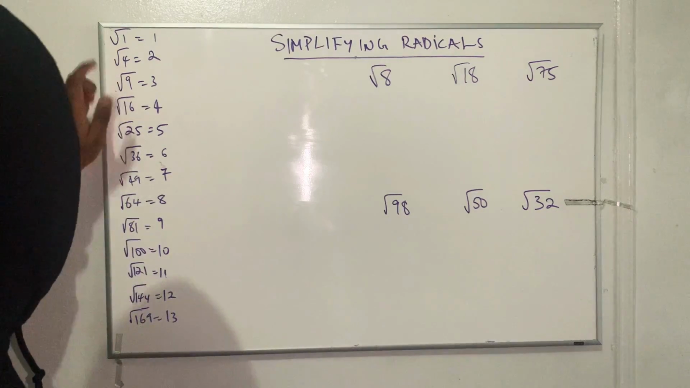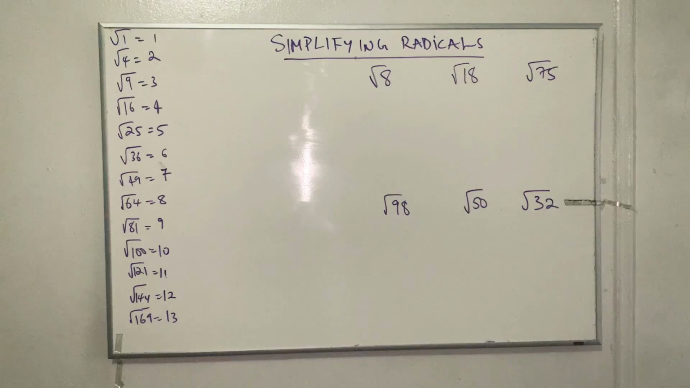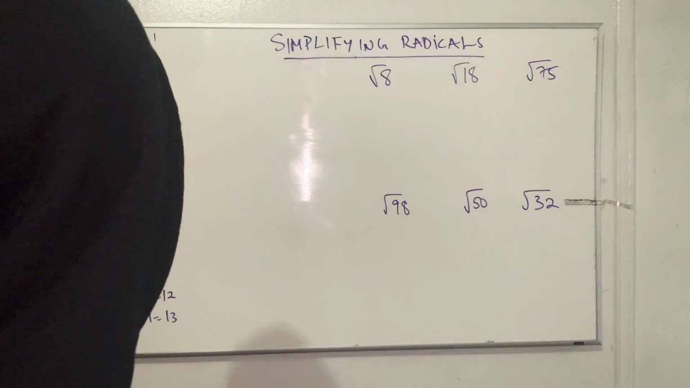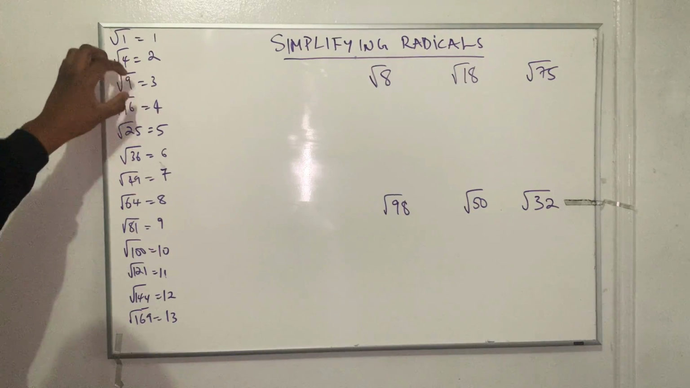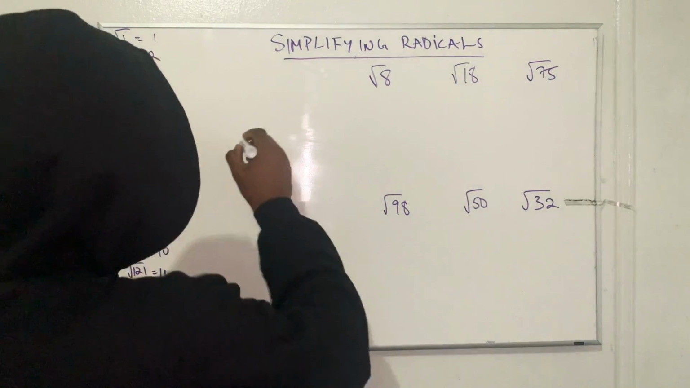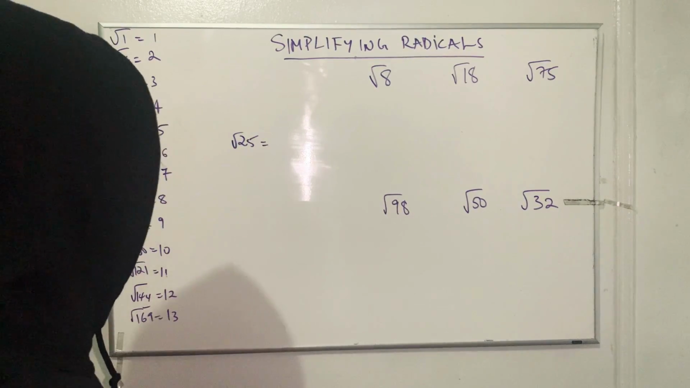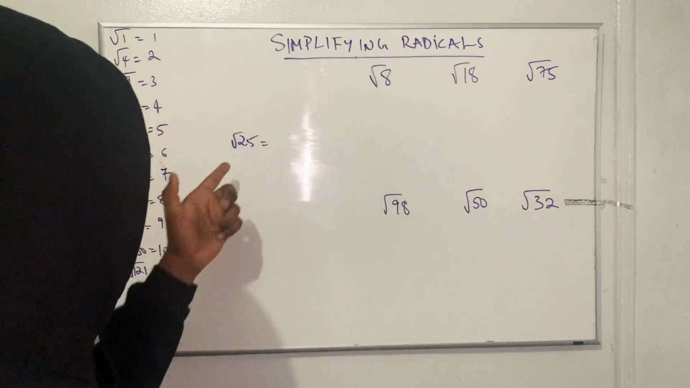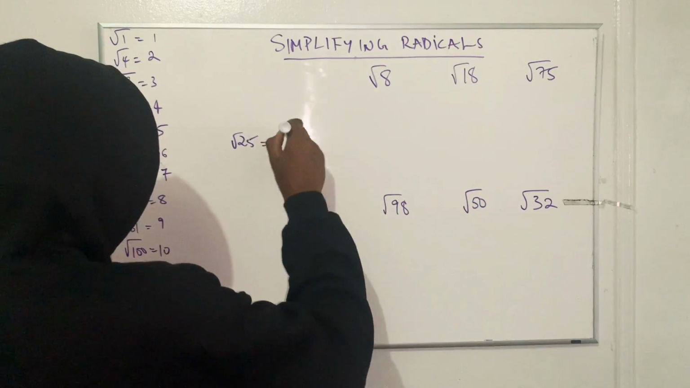That means 1 times 1 is 1. So let's take the square root of 4. The square root of 4 equals 2. Why? Because 2 times 2 is 4. So square root means, like, square root of 9 means which number times itself is going to give you 9. If we take the square root of 25, you think of a number that's going to multiply itself and give you 25. Which number is that? That number is 5. So you put 5 there.